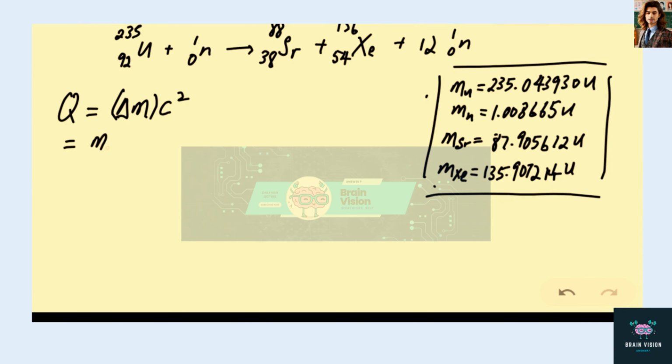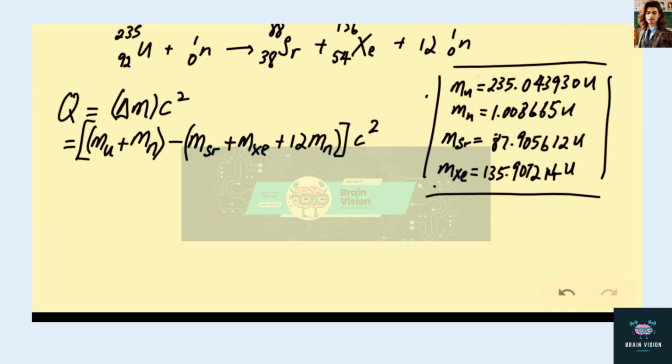So we have mass of uranium plus mass of the neutron, subtracted by mass of the strontium, mass of xenon, and 12 times the mass of neutron. Right? We have 12 neutrons as our final product. Multiply everything by c squared, and we should get the answer. The masses are already given on the right hand side here. You can find them from Appendix B.